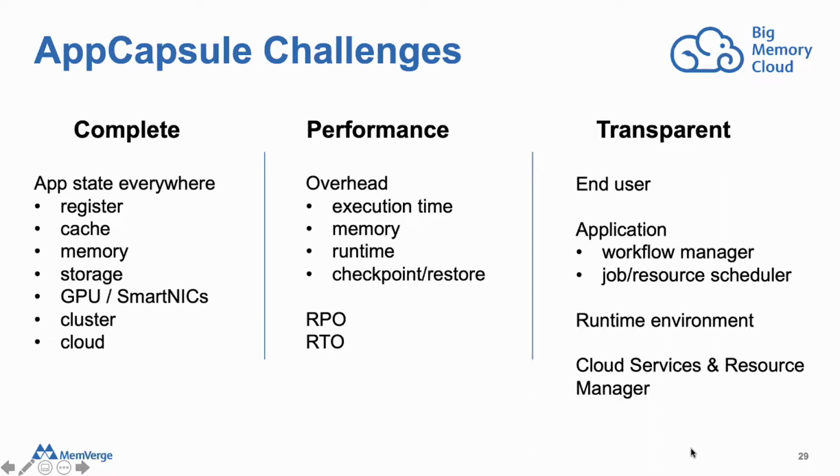there's state information in these smart network interface cards. They're in the cluster. That was one of the questions I think Ravi answered earlier. If you're running a cluster application, it could be on the worker nodes, or it could be in the cluster manager nodes. They're in the cloud, right? That's what we're talking about here today. Big memory cloud, the information is in the cloud. So it's everywhere. We have to capture all this information and be able to restore it.